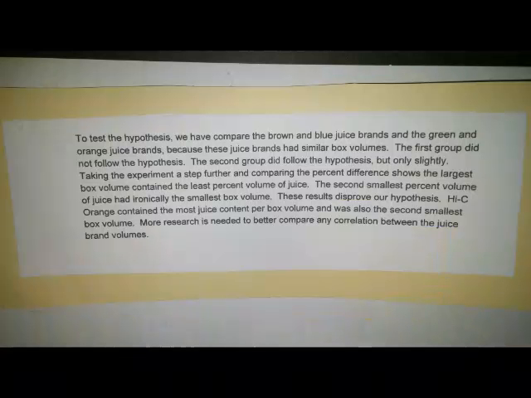For our results, to test the hypothesis, we have compared the brown and blue juice brands and the green and orange juice brands because these juice brands had similar box volumes. The first group did not follow the hypothesis. The second group did follow the hypothesis, but only slightly.